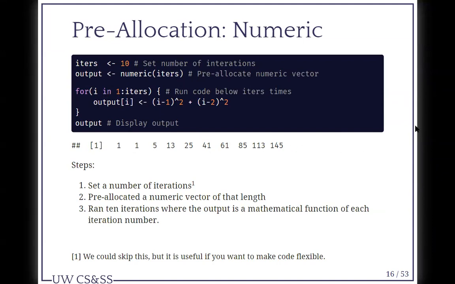So for the number 1, we get a 1 back. For number 2, we get a 1 back. For 3, we get a 5 back, and so on.